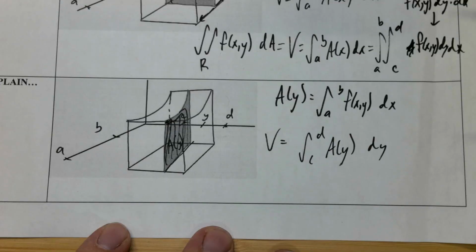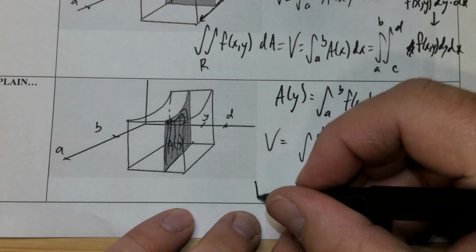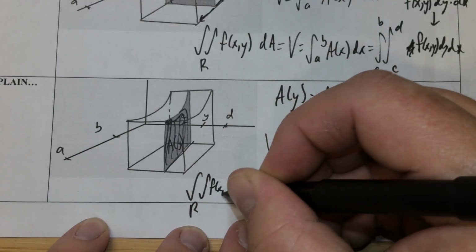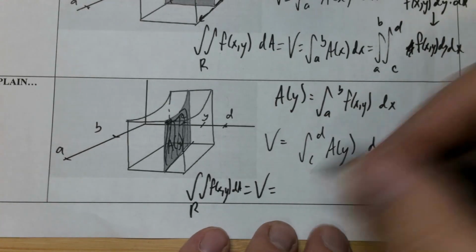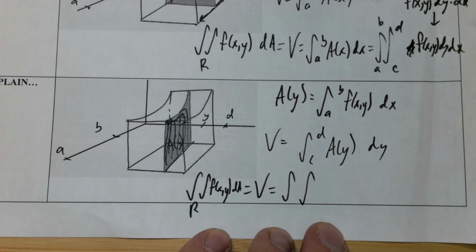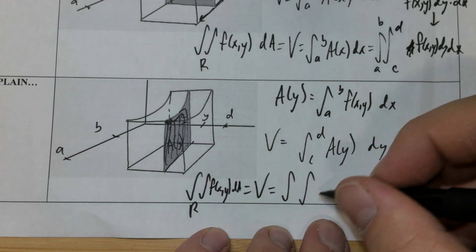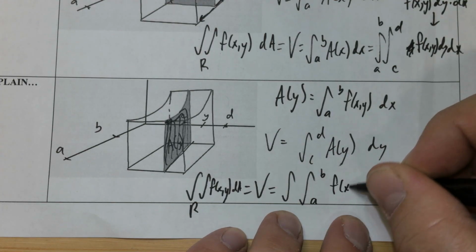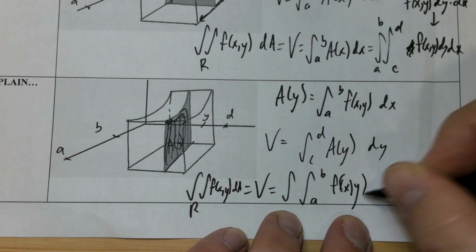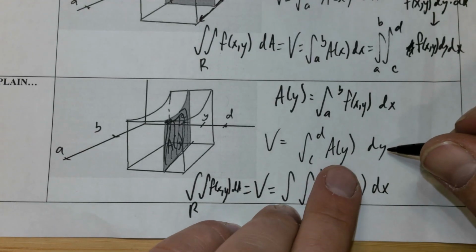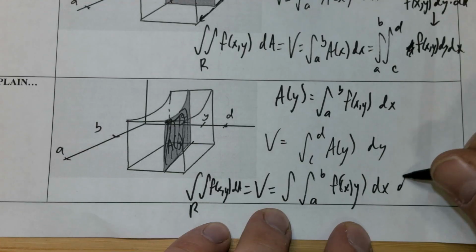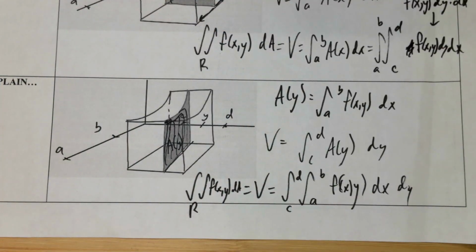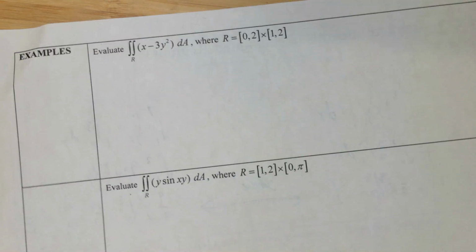And once again, I'm allowed to write that volume in the same kind of way. I'm going to not write as much this time. I want to be careful. My inner is going to be a to b, f of x, y, dx. Then I'm going to slap on the outer, dy from c to d. We'll talk about how we make the decision of which one is the inner and which one's the outer as we get into the next lesson.